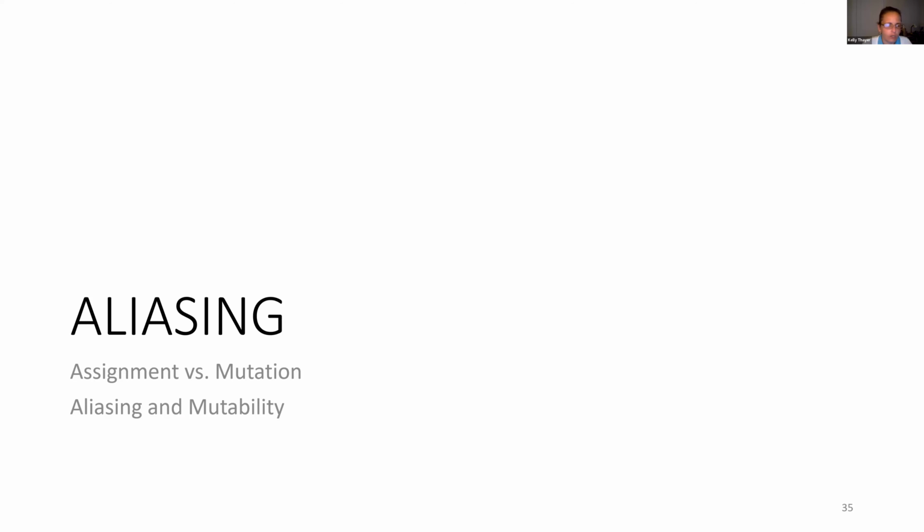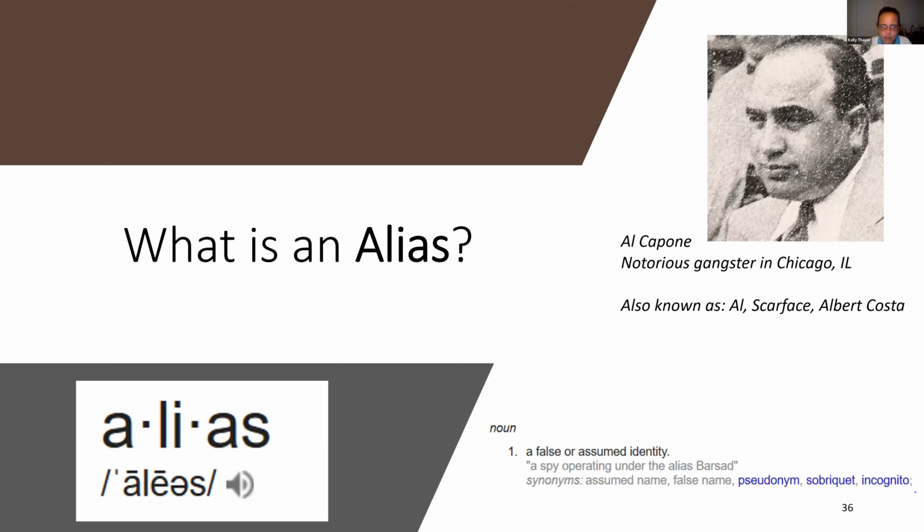We also have this concept of aliasing. Now, aliasing is something that we don't have in Python in the strings. Aliasing is something like this. In Chicago, there is a notorious gangster. This was back in the 1920s. He was a notorious gangster in Chicago.